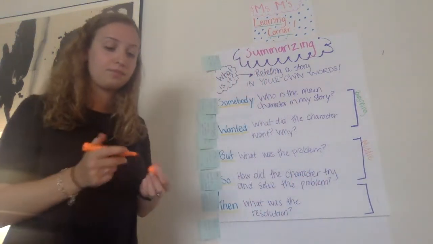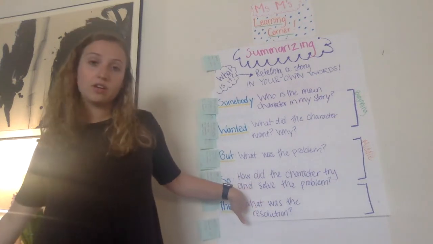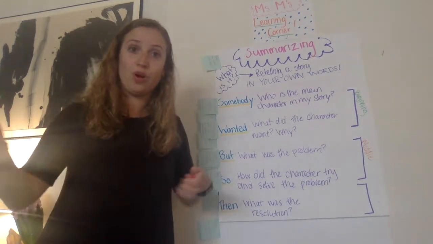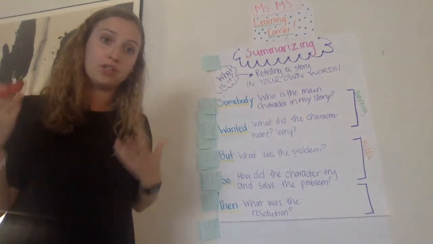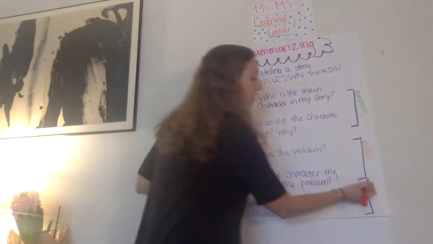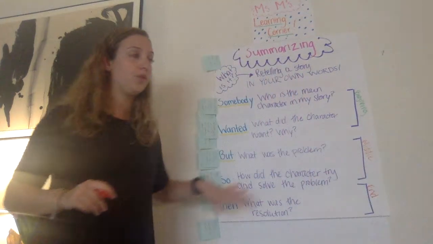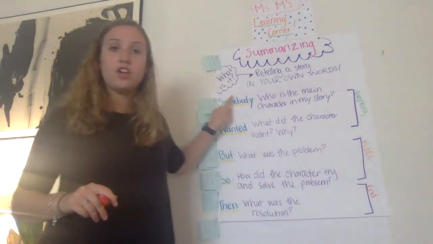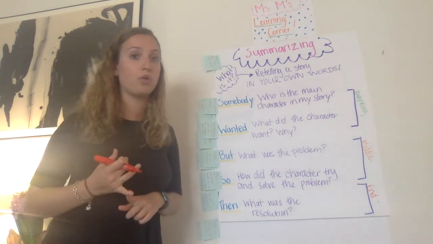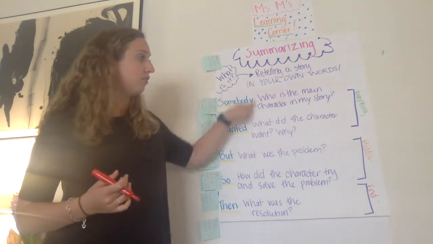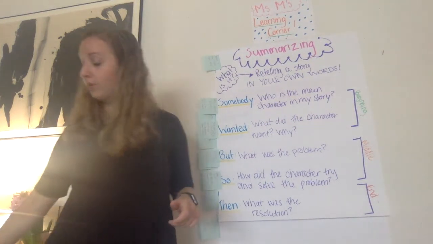And last, you're going to answer that last question. What was the resolution? What was the end? How did it all come together? How did my story get all wrapped up into a nice, neat little bow? All right, so you have your beginning, middle, end, your 5 sentence starters on how to retell a story using your own words by answering these questions. Let's go ahead and take a look at an example.